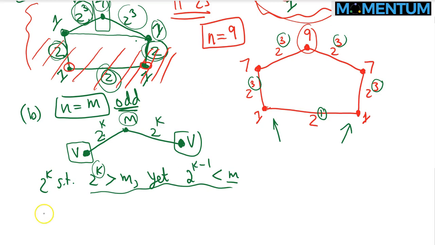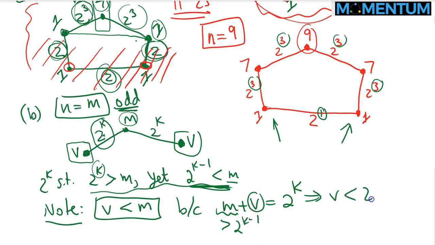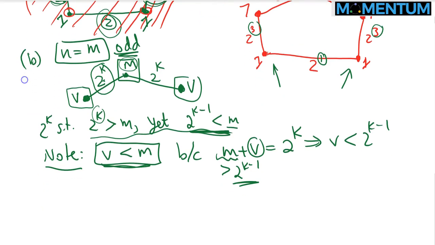Well, I claim v is less than m. Do you guys see why? Because this one is 2 to the k, and because m is greater than 2 to the k minus 1, it is clear that 2 to the k minus 1 is half of 2 to the k. So because m plus v is equal to 2 to the k, and m itself is greater than 2 to the k minus 1, therefore v is strictly less than 2 to the k minus 1, meaning v is less than m. Perfect. But if that's the case, that's an infinite descent, right? You start with a positive integer. You can't keep doing this forever.